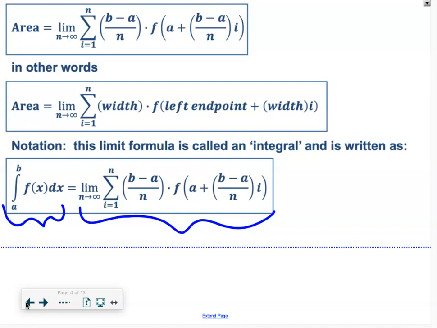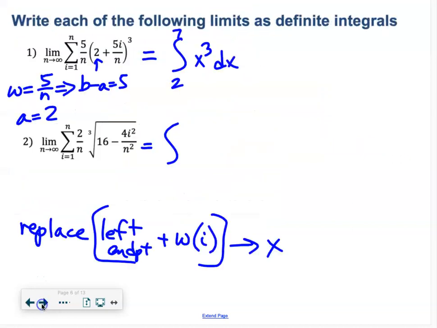Whatever the number happens to be. Could be 5 over n, could be 10 over n, could be 2 over n. But when you have a number over n times a bunch of other stuff, that number over n is always going to be your width. Okay, so in your groups, see if you can figure out the next one.